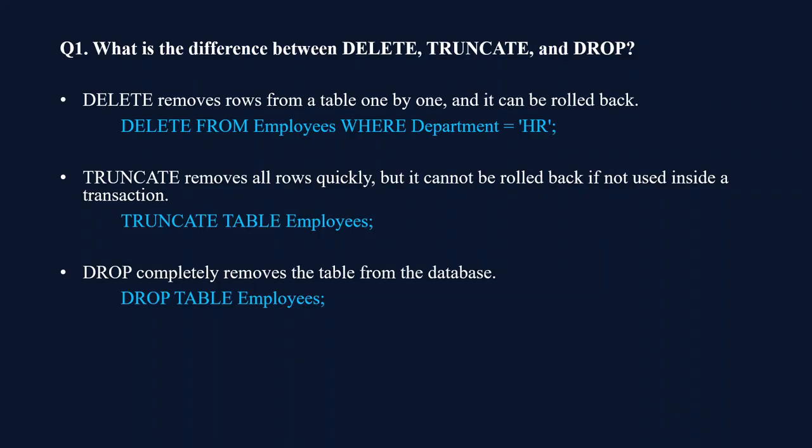Next, TRUNCATE. TRUNCATE removes all rows in one go, but you cannot use a WHERE clause. For example, TRUNCATE TABLE employees. Next, DROP. DROP removes the entire table structure. For example, DROP TABLE employees.